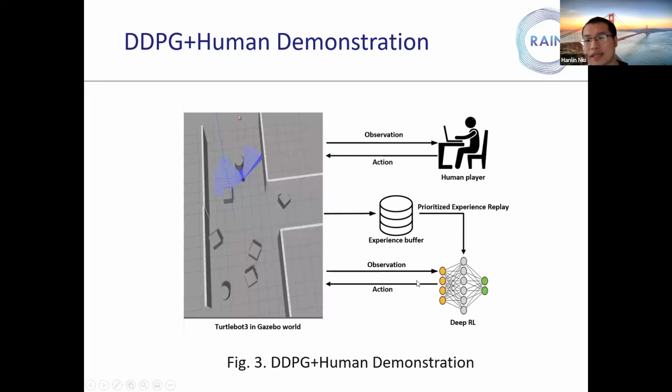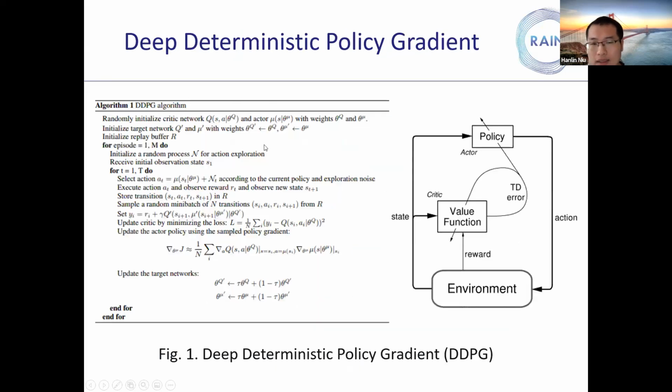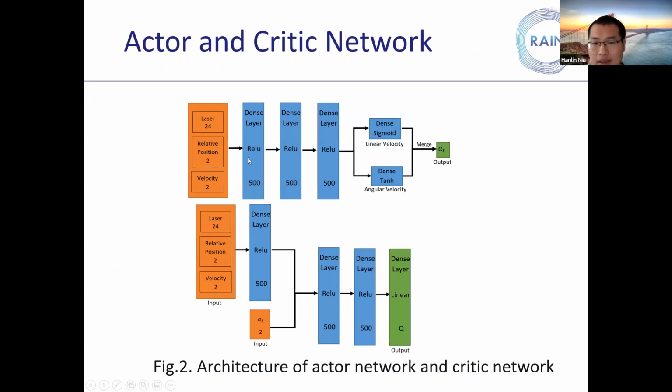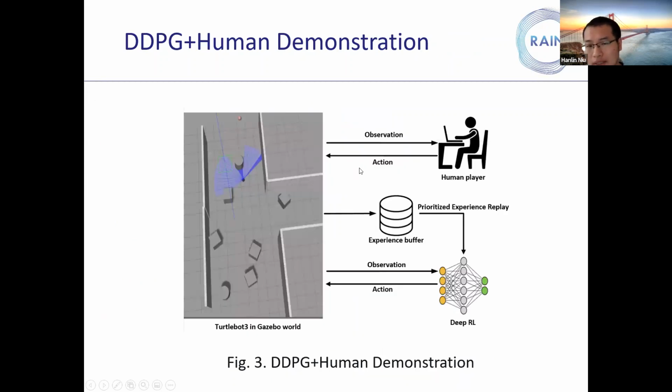And last year we integrated the DDPG with human demonstration data, like what I said on this page. In the beginning, for the original DDPG, we use random action from the actor networks to explore random data. But in last year's work, we use human data.